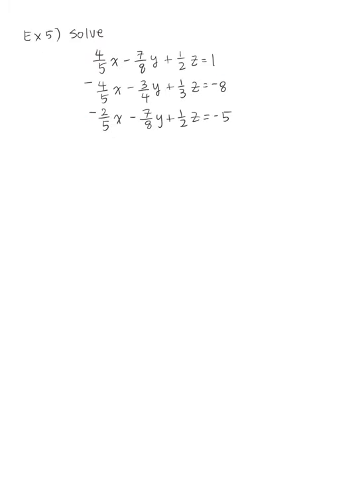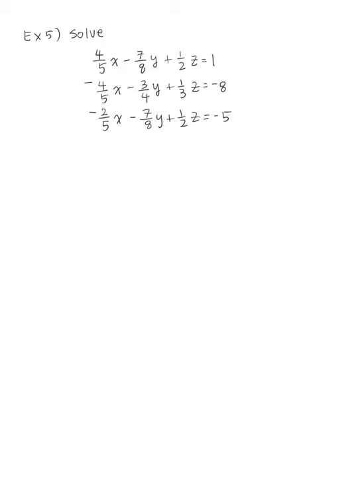Let's take a look at example 5. Solve the system. First equation is 4 over 5 x minus 7 over 8 y plus 1/2 z equals 1. Second equation is negative 4/5 x minus 3/4 y plus 1/3 z equals negative 8. And the third equation is negative 2 over 5 x minus 7 over 8 y plus 1/2 z equals negative 5.